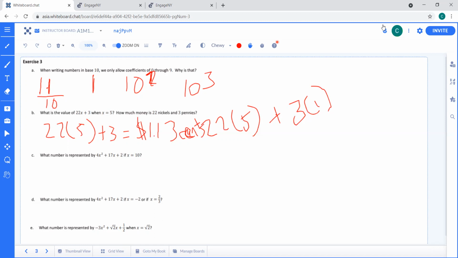Now, what number is represented by 4x squared plus 17x plus 2 if x is equal to 10? So all you have to do is plug this in.